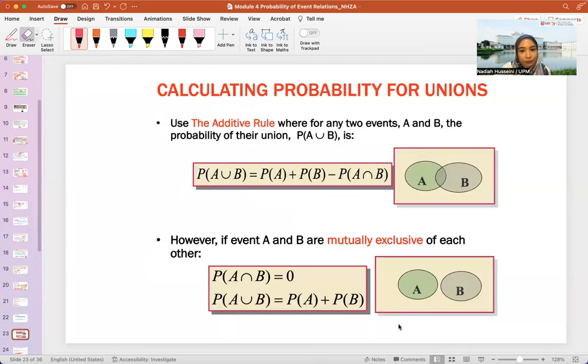Okay. So how do we calculate probability for unions? This is just a recap. The probability of A or B or both is equal to P(A) plus P(B), probability of A plus probability of B, minus probability of A intersecting with B. However, if events A and B are mutually exclusive, the intersect will be 0 and this equation will be reduced to P(A) and P(B) only.